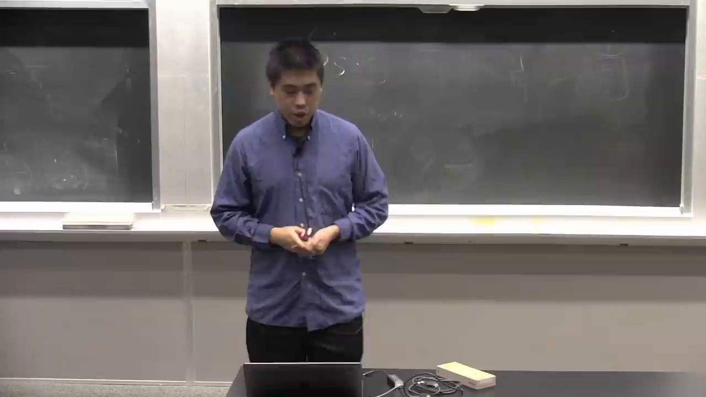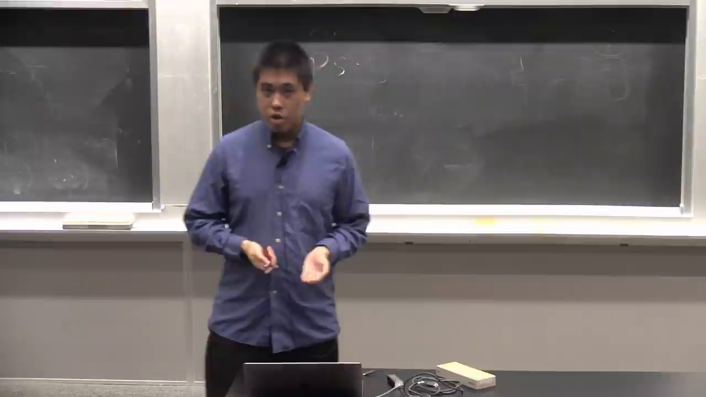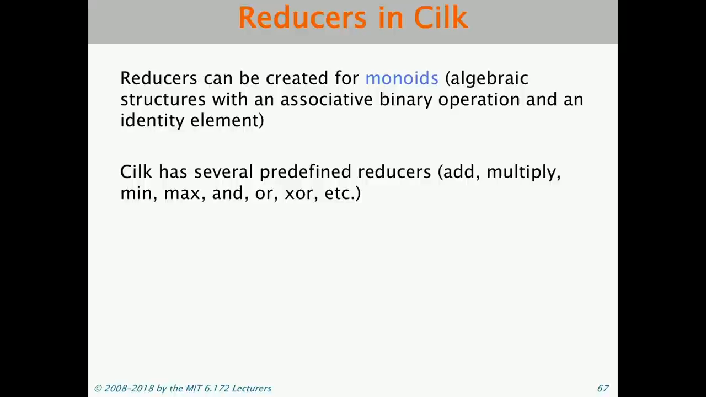It turns out that there are many other interesting reduction operators that you might want to use. In general, you can create reducers for monoids. Monoids are algebraic structures that have an associative binary operation as well as an identity element. So the addition operator is a monoid because it's associative, it's binary, and the identity element is zero.